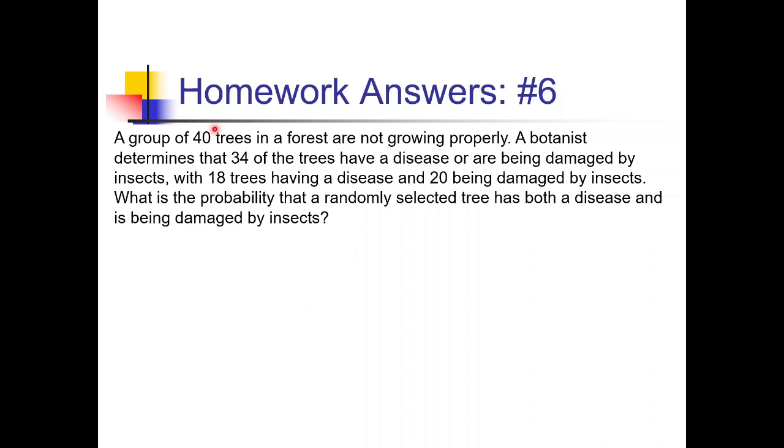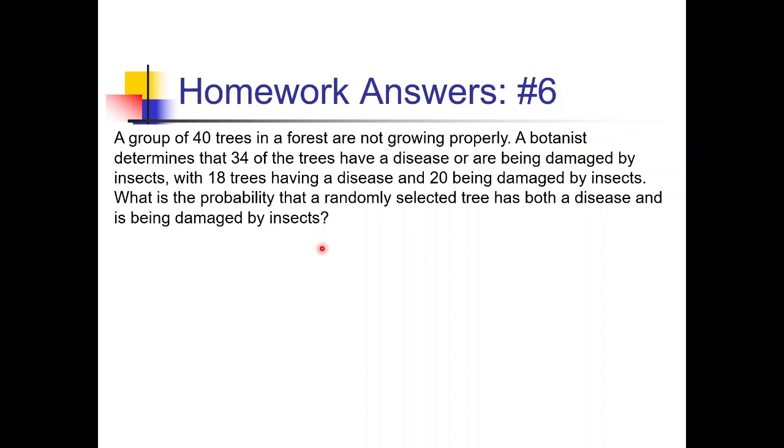On this next one, we have a group of 40 trees in a forest not growing properly. A botanist figures out 34 of the trees have a disease or are being damaged by insects. And they also tell us that 18 have the disease, 20 have the insects. We want the probability that a poor tree has both the disease and the insects.